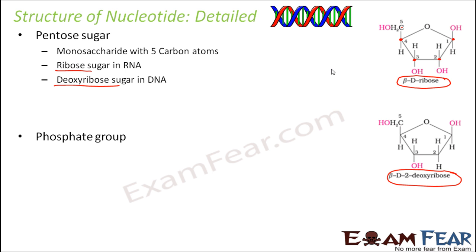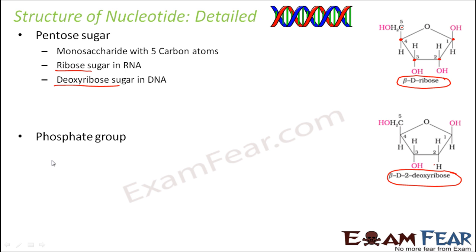Here you can see the deoxyribose sugar has been derived from the ribose sugar, because the structure is exactly the same. It's just that this oxygen has been removed. So the hydroxy group is replaced by this hydrogen. The oxygen has been removed, and that is why the name deoxy.